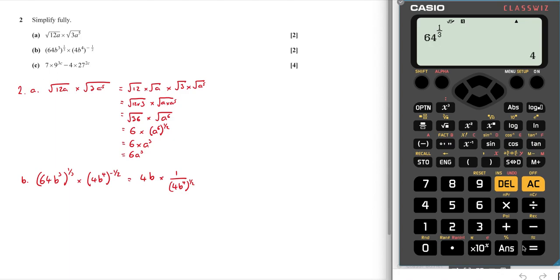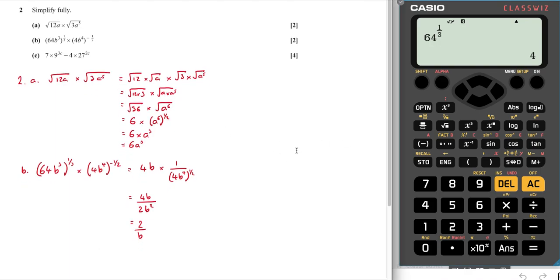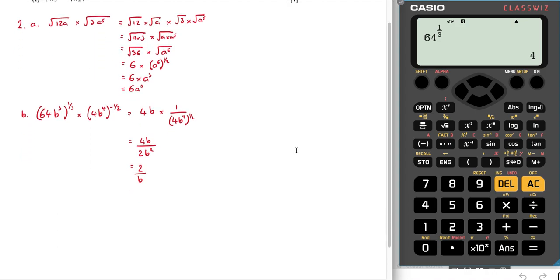So then I'm going to have, let's put this all over the same thing. So I'm going to have 4b over 4 to the half. 4 to the half, root 4, which is 2. b to the 4 to the half is b squared. And then that is going to be 4 over 2 is going to be a 2 on the top. b over b squared is going to be a b on the bottom. All right, let's move this down a little bit. So we have got, what's that gone?